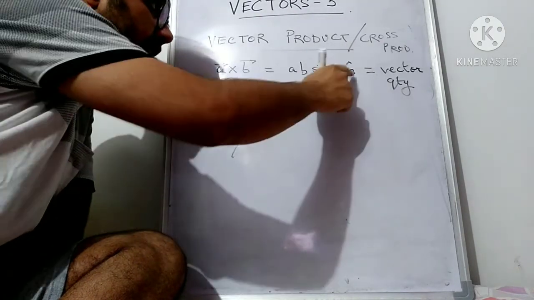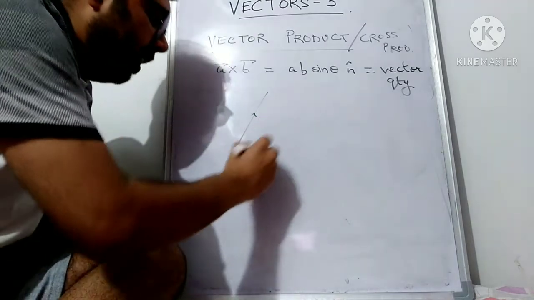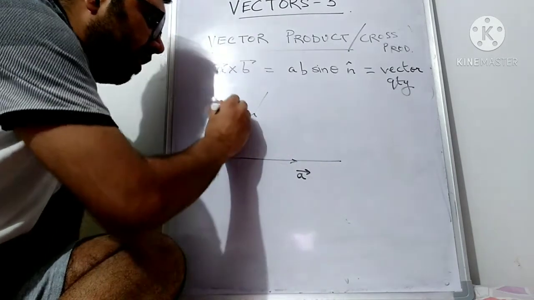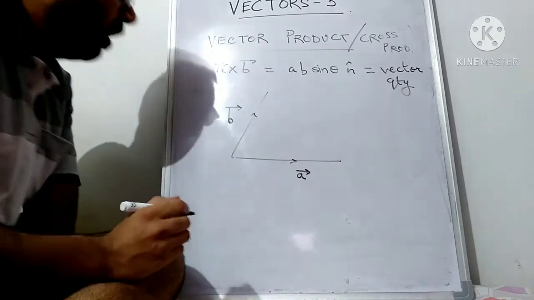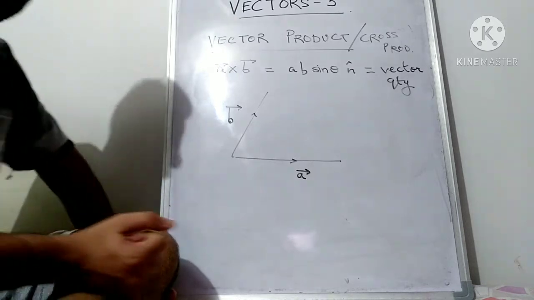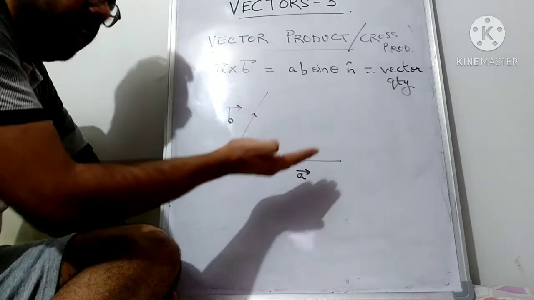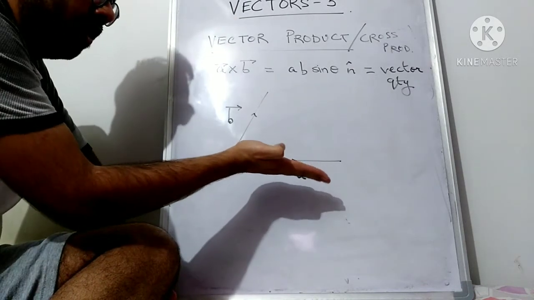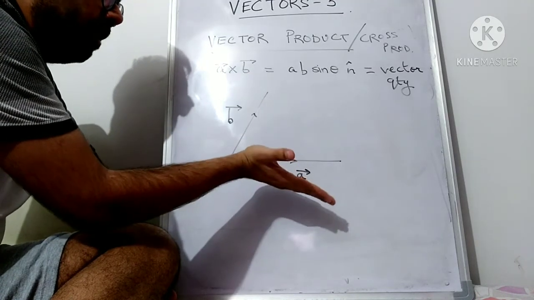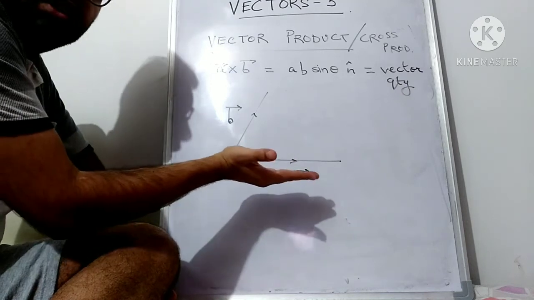Now how do we get this vector n cap? Okay, so this is what I am trying to explain to you. Suppose this vector is a vector and this vector is b vector. Now when I want to find the cross product a cross b, there is a rule here. You take your right hand and curl your fingers from the first vector to the second vector, right? So I'm using the cross product here.